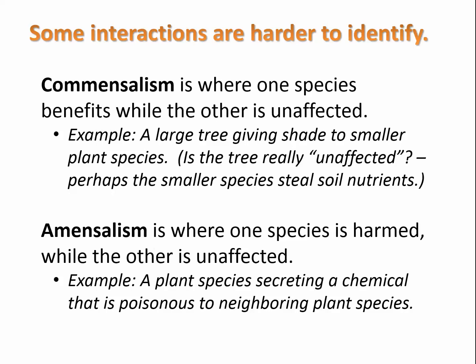Amensalism is where one species is harmed while the other is unaffected. Example, a plant species secreting a chemical that is poisonous to neighboring plant species. Those neighboring plant species are harmed because they can no longer grow in the soil, and the plant producing that chemical might be unaffected. But then you could argue that maybe it takes energy for the plant to produce that toxic chemical, so in a way it is being harmed by having to defend itself. Not clearly easy to identify. Okay, we'll talk more about these concepts tomorrow in class.